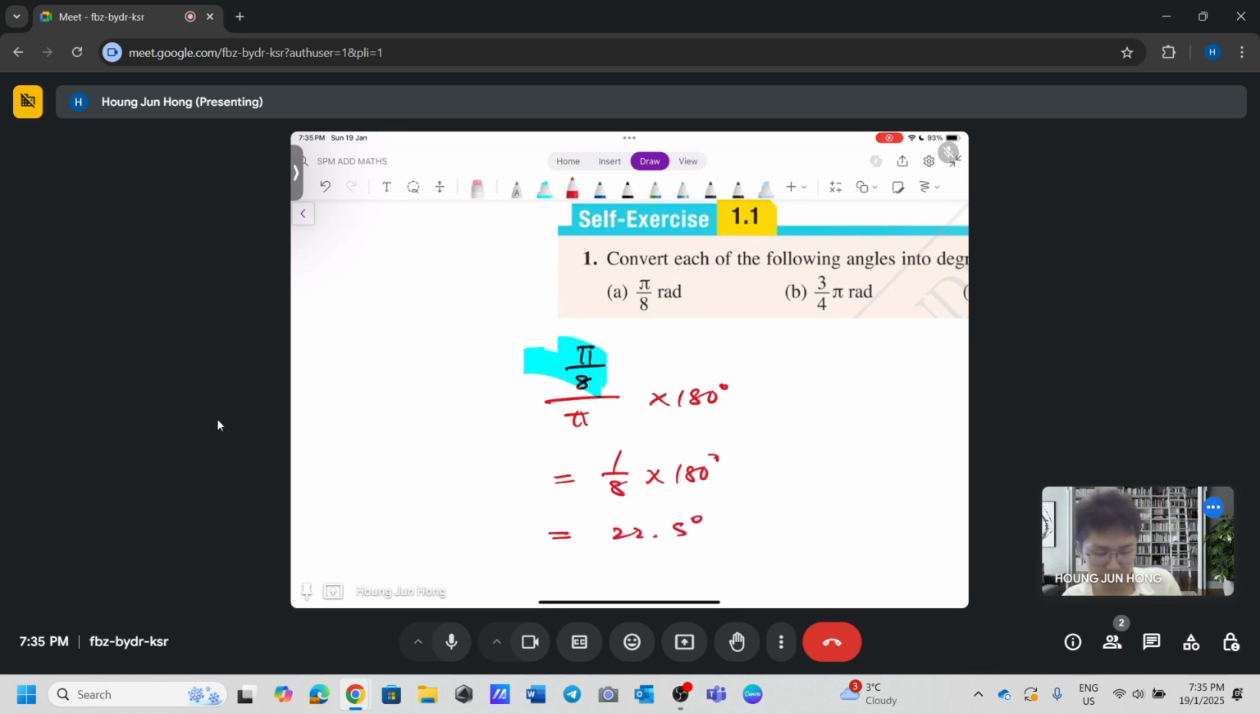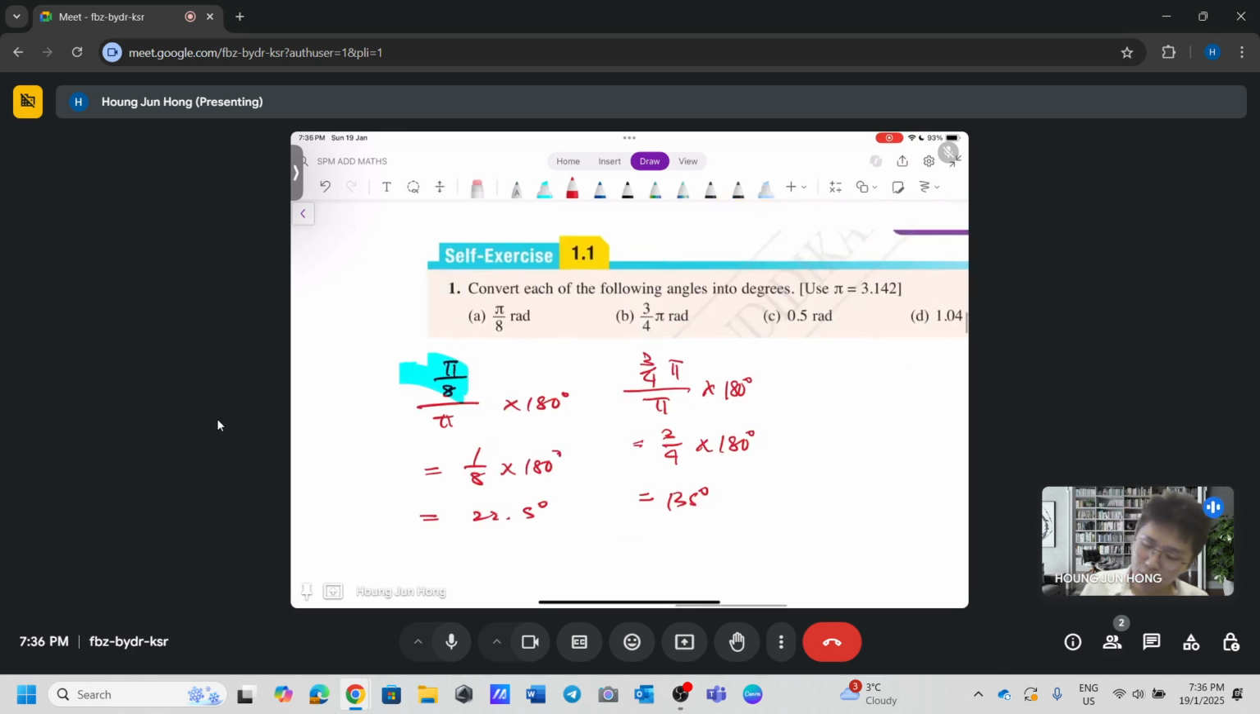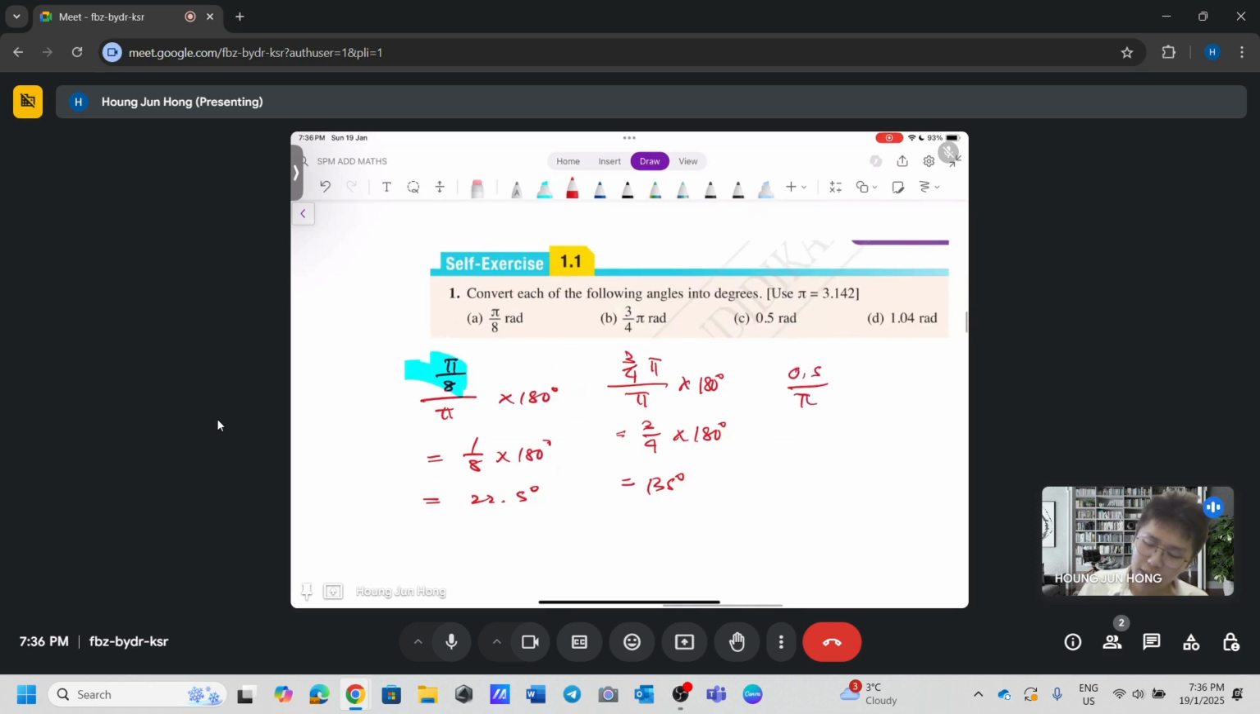Yep. Now repeat. This one, pi divide by pi, multiply by 180 degree. So basically 3/4 over 180 degree, which is 135. Okay, again, moving on, 0.5 over pi times 180 degree. Now there is an issue over here. What is the value of pi? Try to use the value given, 3.142 as in the question.